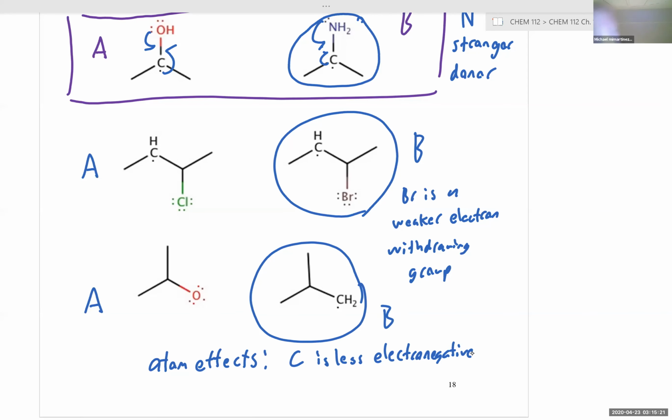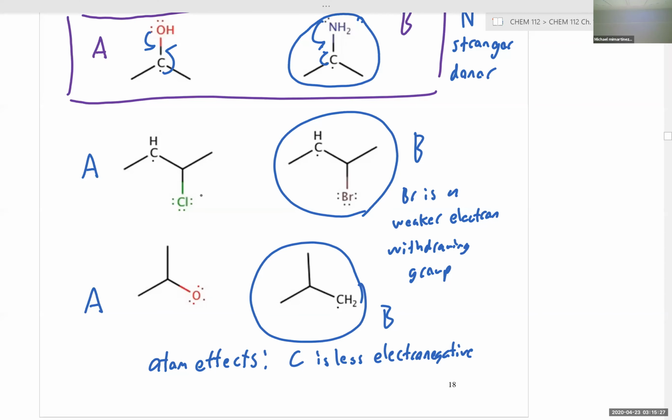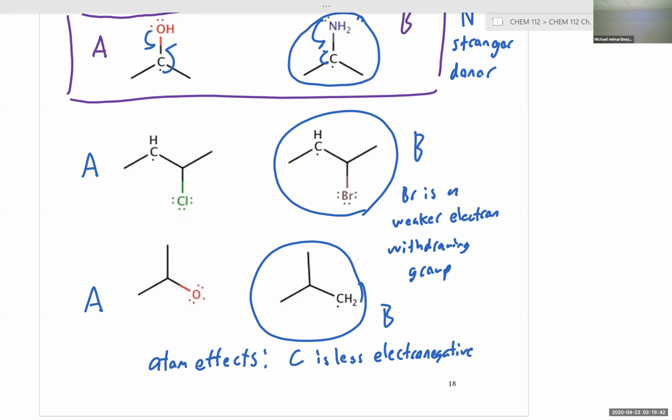Perfect, perfect. Everyone's doing quite well so far. Are there any questions on this section in terms of trends for radical stability? Any questions so far? Okay, let's keep going.